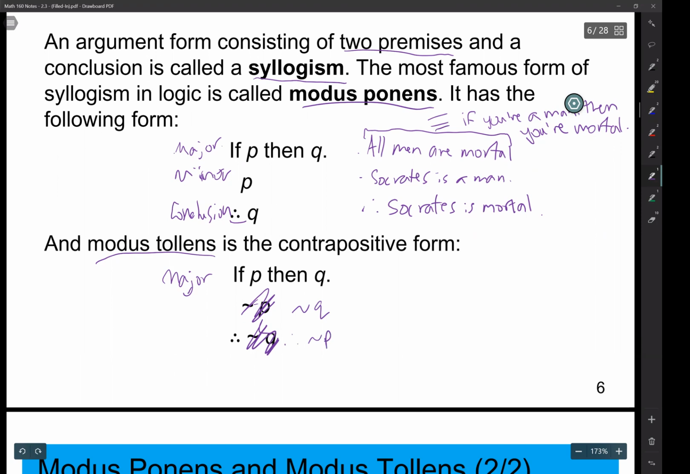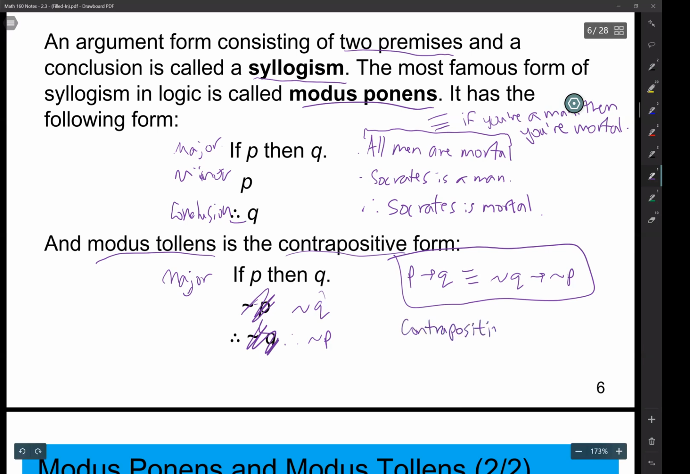This, again, is just the contrapositive, because the contrapositive form of P implies Q is not Q implies not P. So modus tollens is just the modus ponens version of the contrapositive of the original statement, P implies Q. So if P then Q, and if I have not Q, then I can say, therefore, I have not P, just by contrapositive. But it has a fancy name. It's called modus tollens. And sorry about this error here.